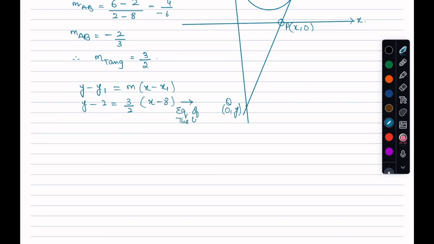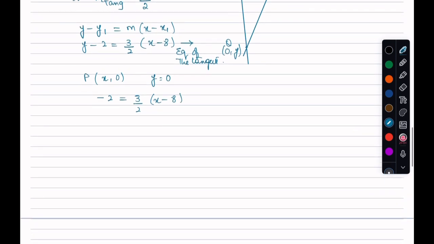I don't want to solve it further just to save time, because I know my question asked me to get the coordinates of P and Q. For P, I know it should be (x, 0). My y is 0. So I'm just going to substitute y as 0, so that I'm left with negative 2 equals 3 by 2 times (x minus 8).